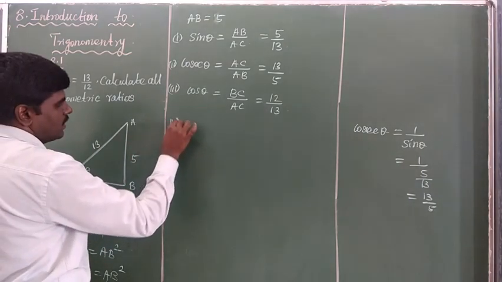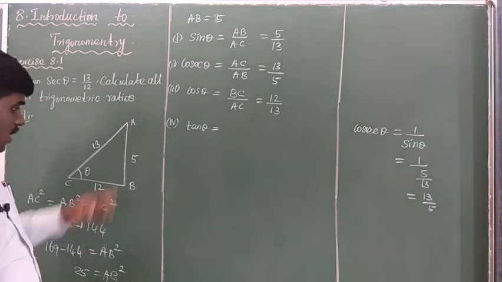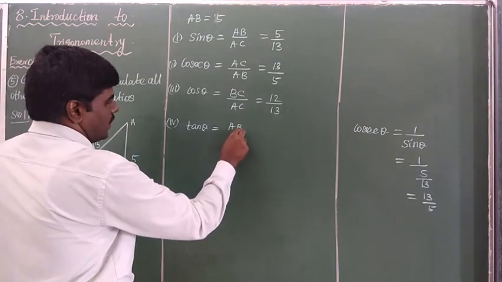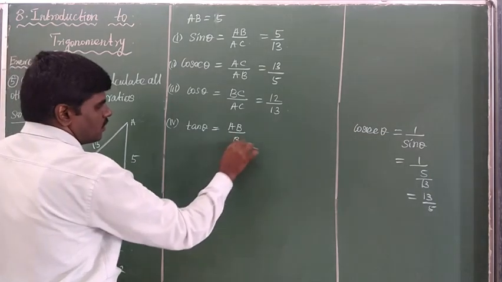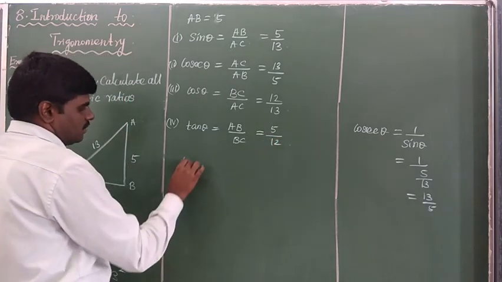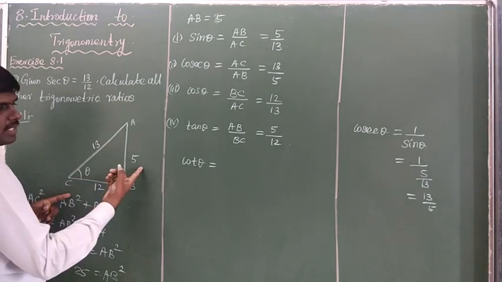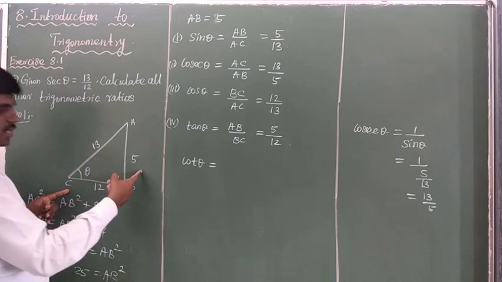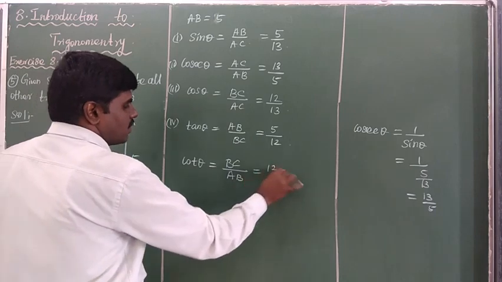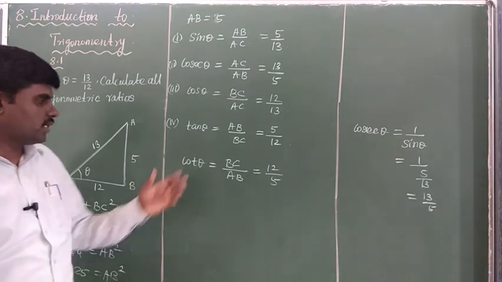Next, the fourth one, tan theta. Tan theta is equal to what formula? Opposite side by adjacent side. Here opposite side AB by adjacent side BC. Here AB, what's the AB? Here 5 by adjacent side 12. Similarly, next cot theta. What's the cot theta formula? Adjacent side by opposite side. What's the adjacent side? BC by opposite side AB. That means 12 by 5. That is, cot theta is a reciprocal of tan theta. Here, tan theta is equal to the reciprocal of cot theta.